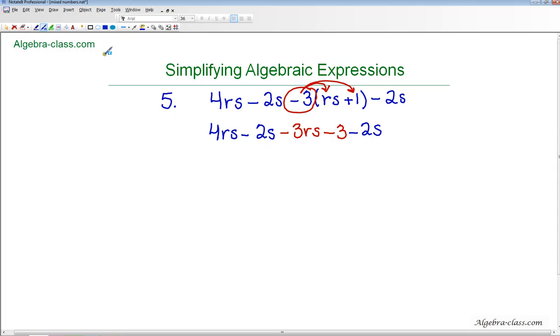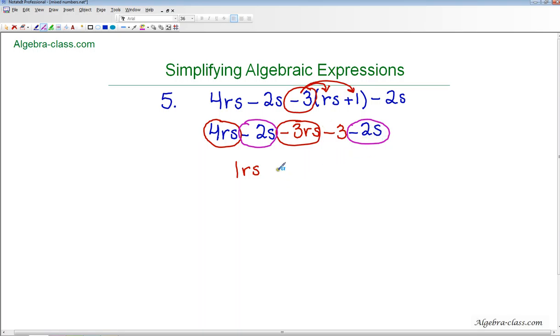Now that I've gotten rid of the parentheses, I can go ahead and start looking for like terms. So I noticed that we have two terms that have the variables RS, 4RS and 3RS. So I'm going to think of this as 4 minus 3, which is 1. And now I'm going to look for other like terms, and I notice that I have the minus 2s and the minus 2s. So I'm going to think of this as negative 2s minus 2s.